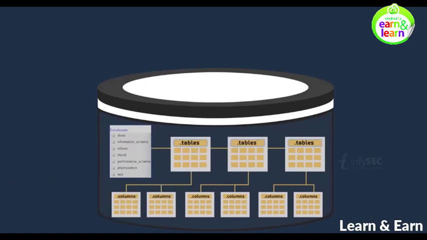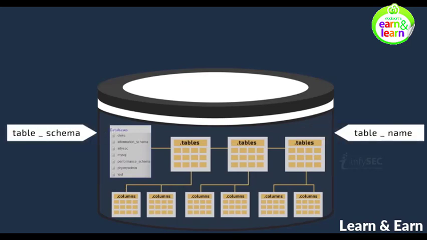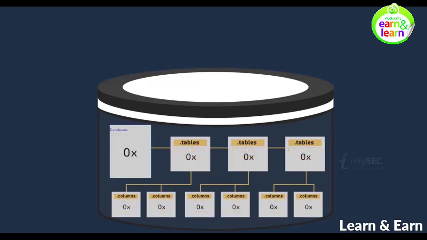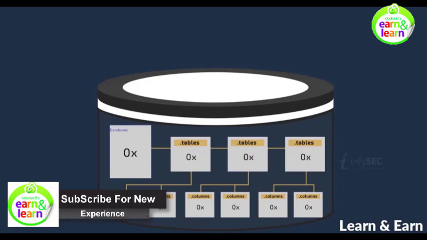Information_schema.tables holds the details of all the tables in a database. Information_schema.columns holds the details pertaining to all the columns of tables in a database. The details of specific tables and databases can be accessed using table_name and table_schema, respectively. Generally, these values in the tables are stored as hexadecimal values.